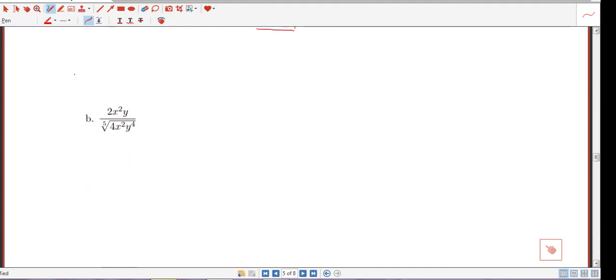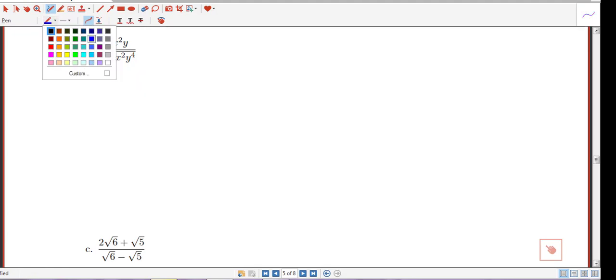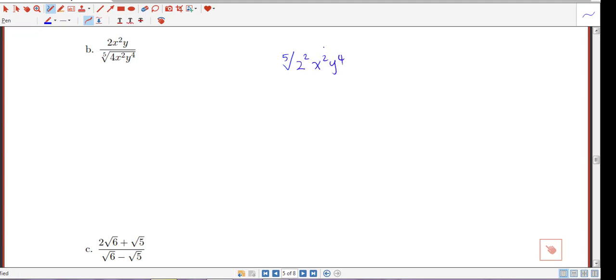Now let's look at part B. We're still going to rationalize the denominator. You're given a fifth root, and furthermore, do you see that 4 can be written as 2 squared, and then we have x squared y to the fourth. That's what the denominator looks like right now. In order for this quantity to go outside of the fifth root, you need a power of 5 on each single term.